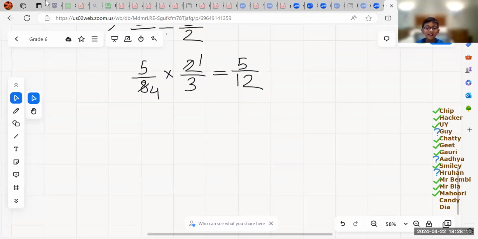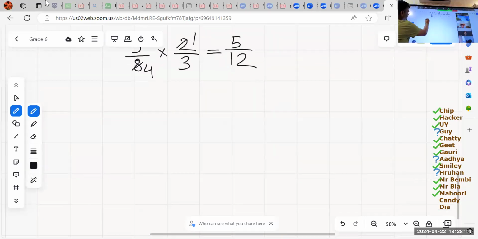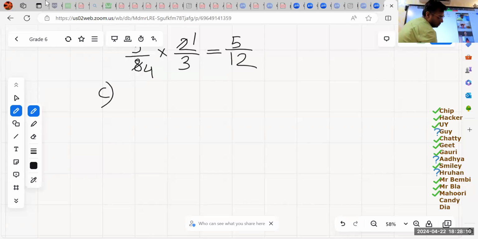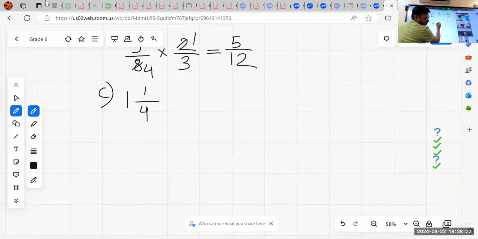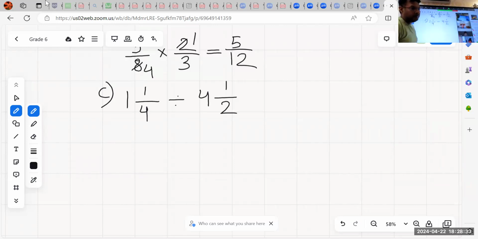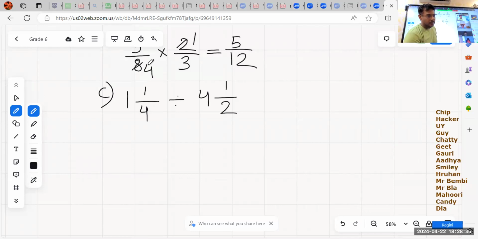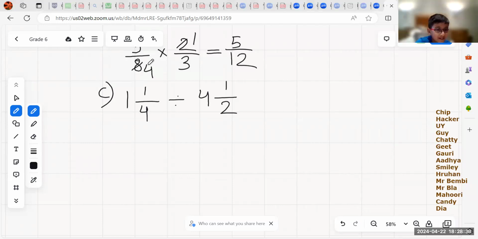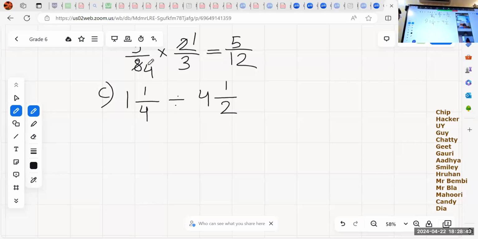Next question. Can you teach astronomy? No, beta, I can't. Next question: 1 by 4 divided by 4.5. Sir, do you know someone who can teach astronomy? Satu, I know Satu. He can teach it. Oh, now I know why he asks about this. I got it.